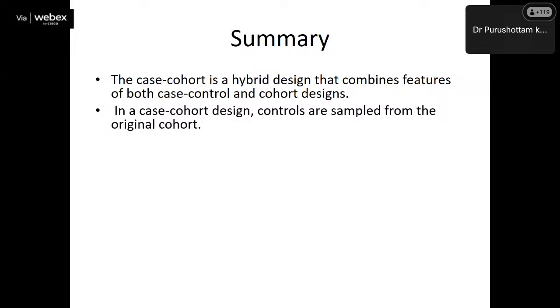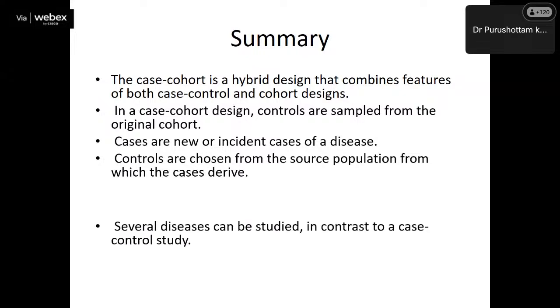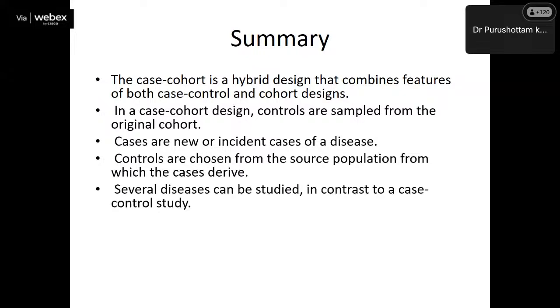In a case cohort design, controls are sampled from the original cohort. Cases are new or incident cases of the disease, which we get in a cohort. Controls are chosen from the source population from which the cases derive. Several diseases can be studied, in contrast to a case control study. In case control we can study a single disease at a time, but here we can study multiple diseases. A smaller number of non cases than in a cohort study.